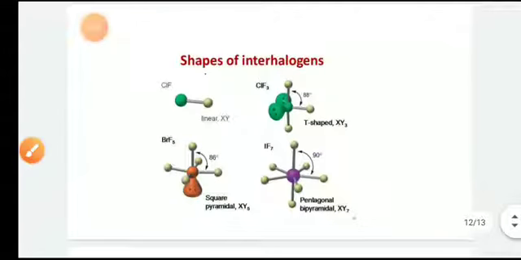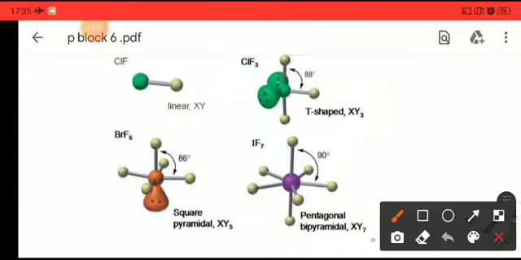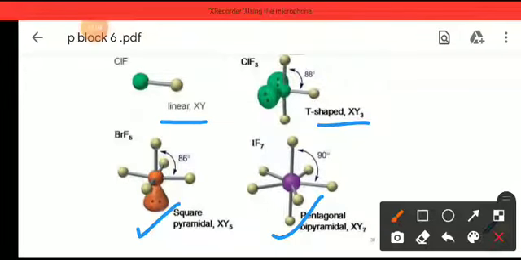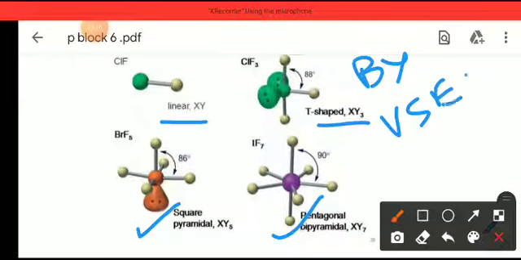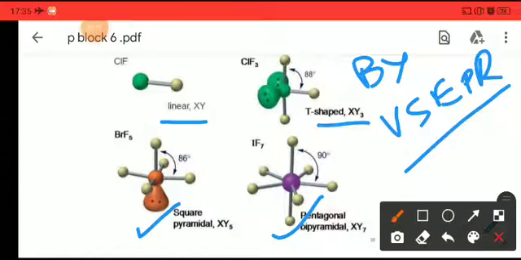Shapes of interhalogen compounds. The interhalogen compounds may be linear, T-shaped, pentagonal bipyramidal, or square planar as well. By the concept of VSEPR, we can easily find out the structure of the interhalogen compounds. In ClF it is linear, in ClF3 it is T-shaped, in BrF5 it is square pyramidal, and in IF7 it is pentagonal bipyramidal.